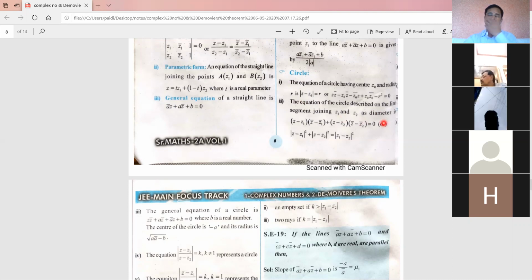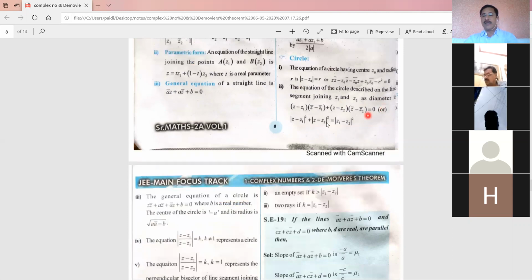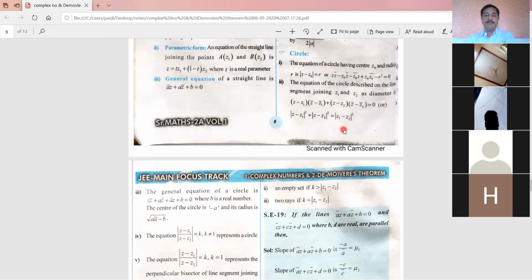And the equation of the circle described on the line segment joining Z1 and Z2 as the diameter. That means the equation of the circle when the 2 endpoints of the diameter are given. So this is the formula again you have in circles. When the 2 endpoints of the diameter of a circle are given, then by the concept we can derive this formula, right?